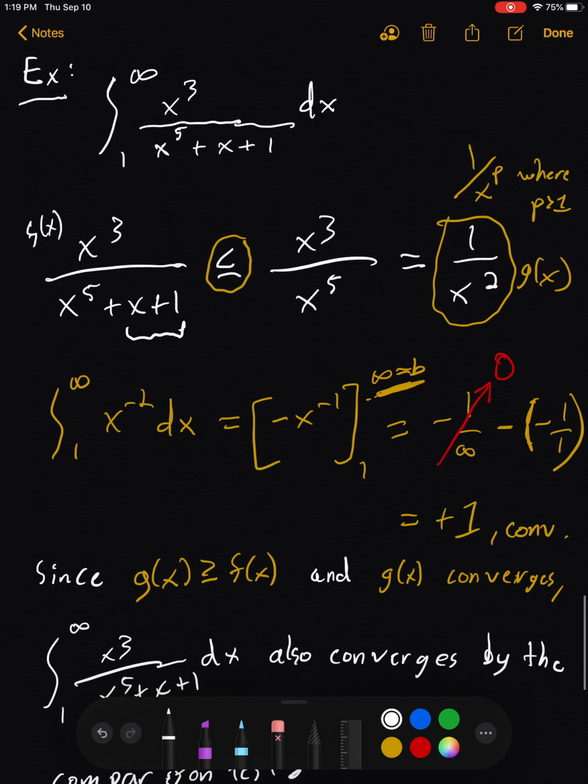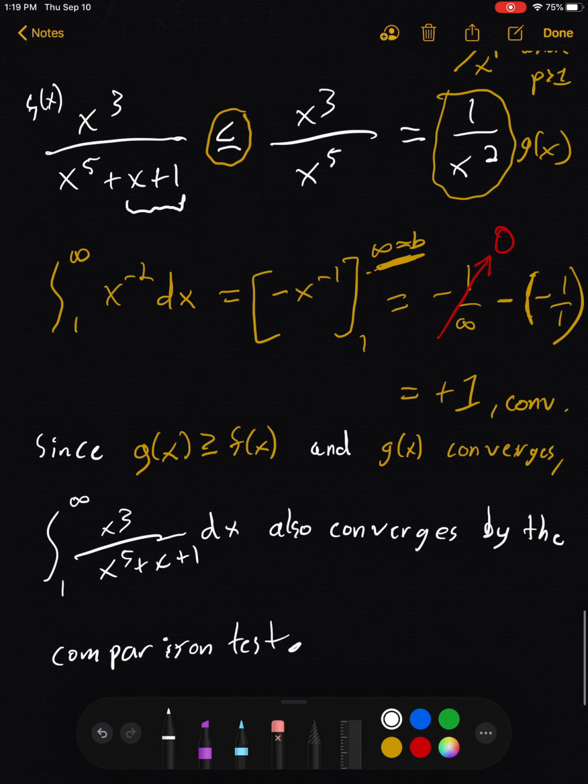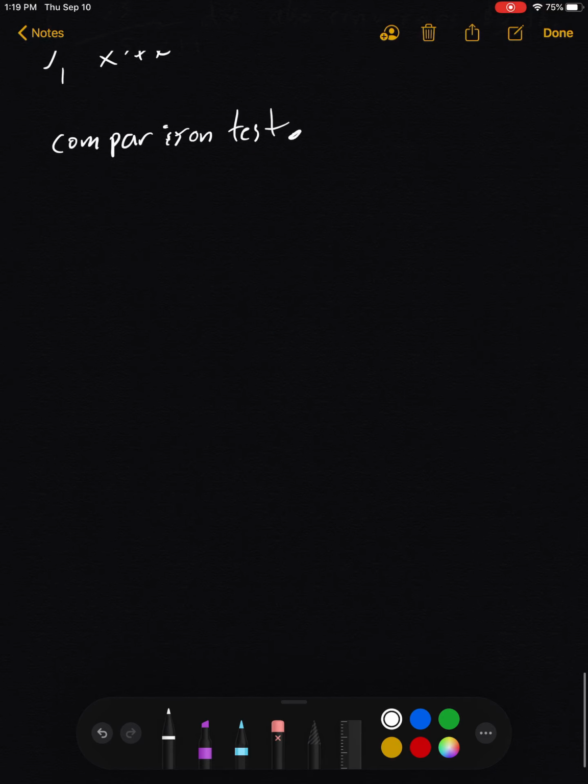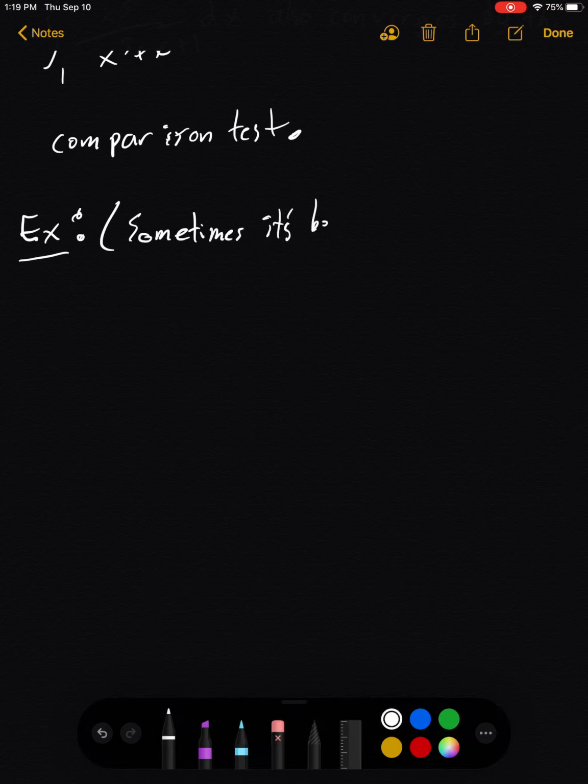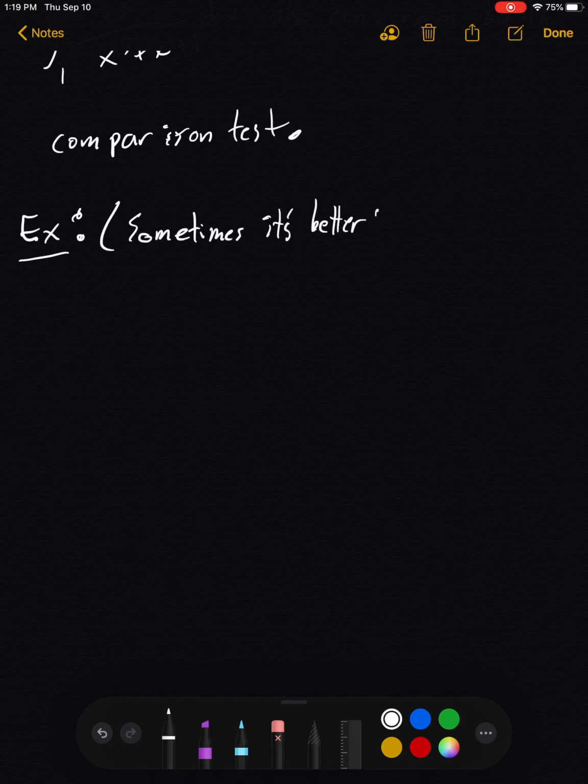All right, that's 120. So I'm technically out of time. I do want to say one other thing. I'll make this fast. This is an example where sometimes it's better to just solve it.